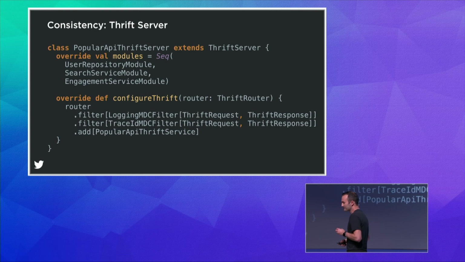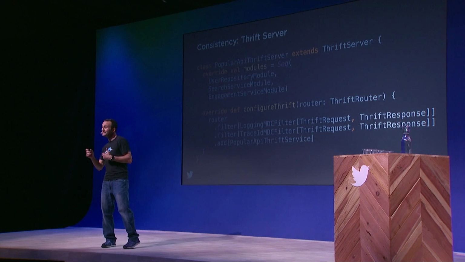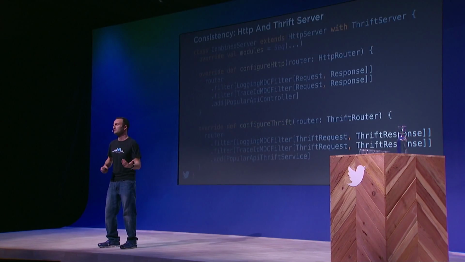To demonstrate this consistency, on screen, you can see how you would create a Thrift service using Finatra. Notice that we now extend ThriftServer instead of HttpServer. The list of modules is the same. We can share Guice modules across different types of services. And now we override configureThrift, where again, we add filters and we add the Thrift service we wish to serve. The consistency is so great that we can even create a server that's both HTTP and Thrift.